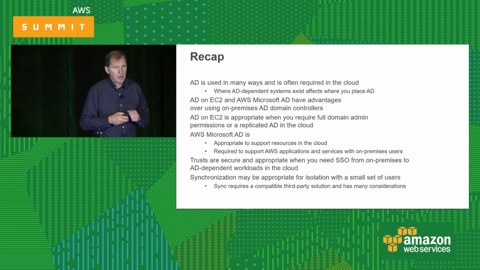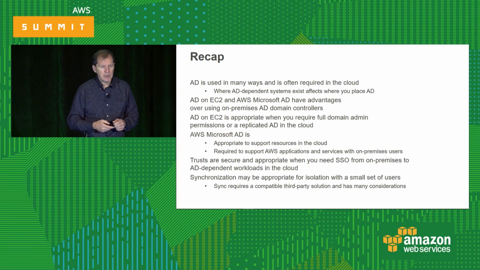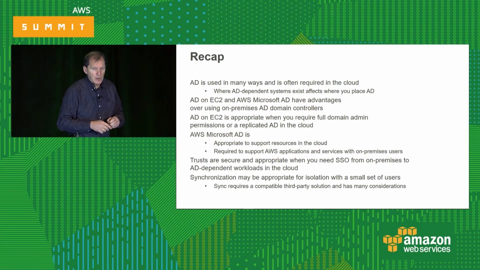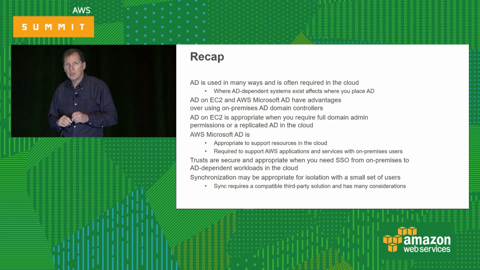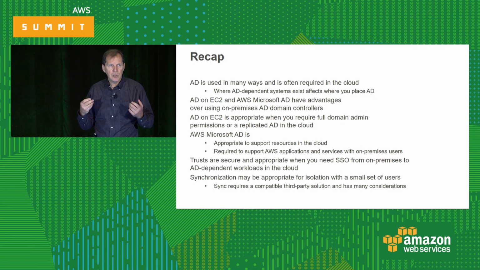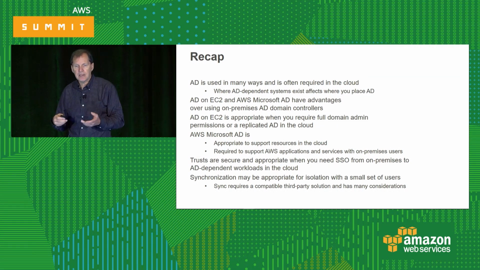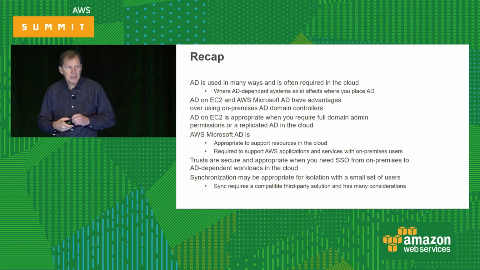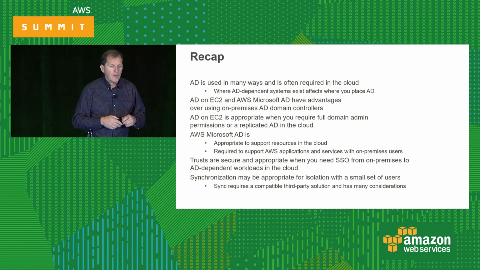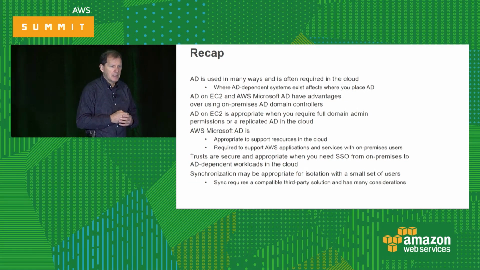It's also required if you're going to be using AWS applications like Workspaces or Chime or Connect, those kinds of things. And trusts are secure and appropriate when you need a single sign-on model to go from on-premises into Active Directory dependent workloads that are running in the cloud, to get that single sign-on experience. And synchronization can be appropriate for isolated cases where you have a small number of users in your on-premises network that need access into the cloud. So that kind of recaps what we talked about today.